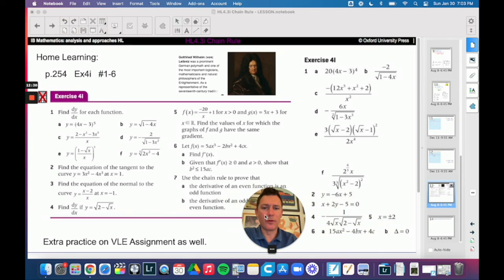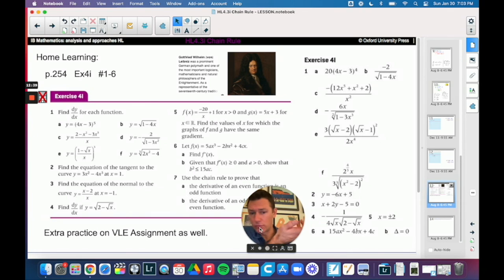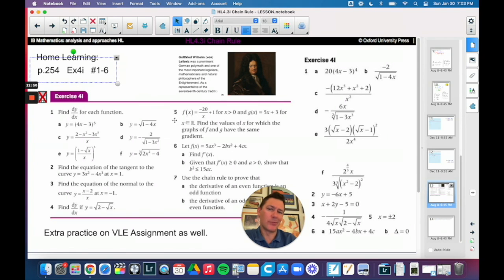Those are the overall pieces. Here's a couple of practice problems to give a shot. Here are some solutions. There's also some other stuff on the VLE as well. It says chain rule practice, extra chain rule practice. That's a little more complex. If you breeze through this and you're like, I got it, try that other stuff because you might not.